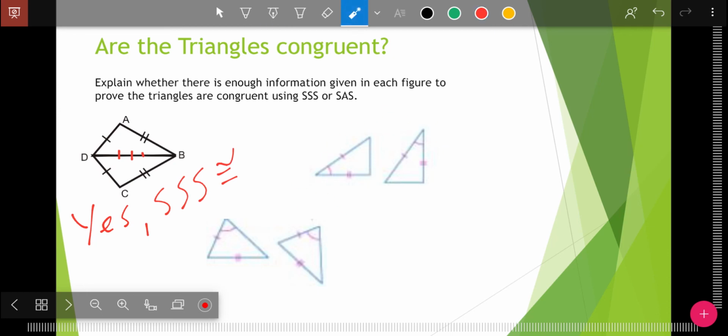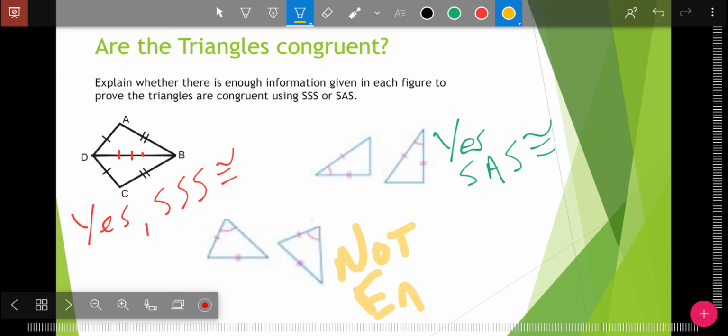How about over here? Two sides and one angle. Is the angle in between the sides? Yes, it is. And so this one is yes, side, angle, side congruence. Down here, two sides and an angle. But is the angle the one in between the sides? No, I would need this angle down here. So at this point you can say not enough info, because it could still be congruent. We just can't prove that yet.